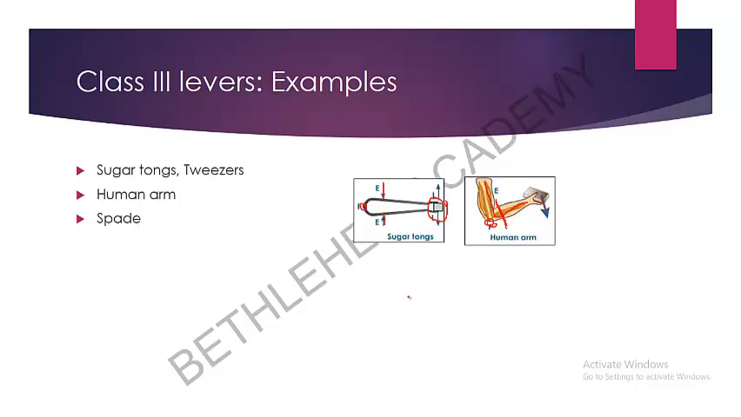Spade is also another example. In the spade also, this is where we lift the load. So the load is here, and the fulcrum is at the end: with one hand we will hold this end, and then the other hand we will use to apply our effort. So this is where our effort is. Since the effort is in the middle, it is called class 3 lever.